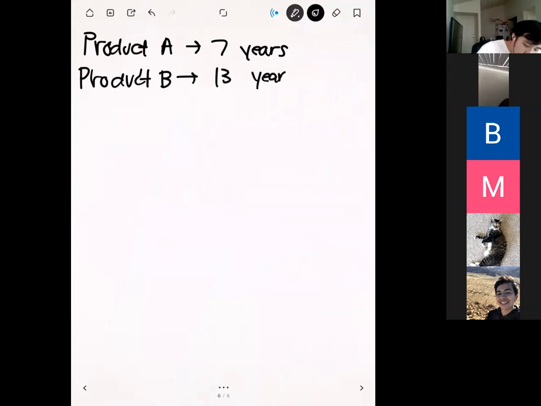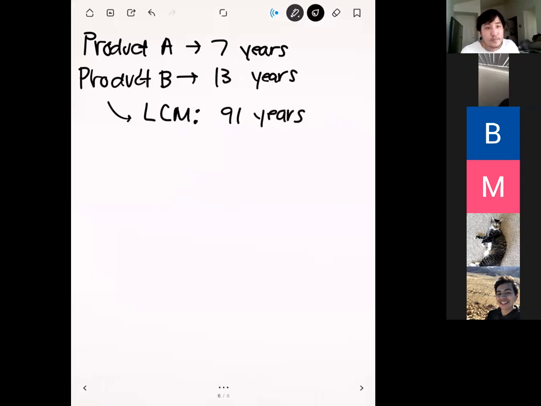And so if we compute the least common multiple of this, and we have these beautiful prime numbers, what we get is 91 years. So the least common multiple, LCM, is 91 years. Is this another example? It's just a hypothetical right now, and then we'll actually do an example with numbers in a second. So you can see in this case, the least common multiple is 91 years.